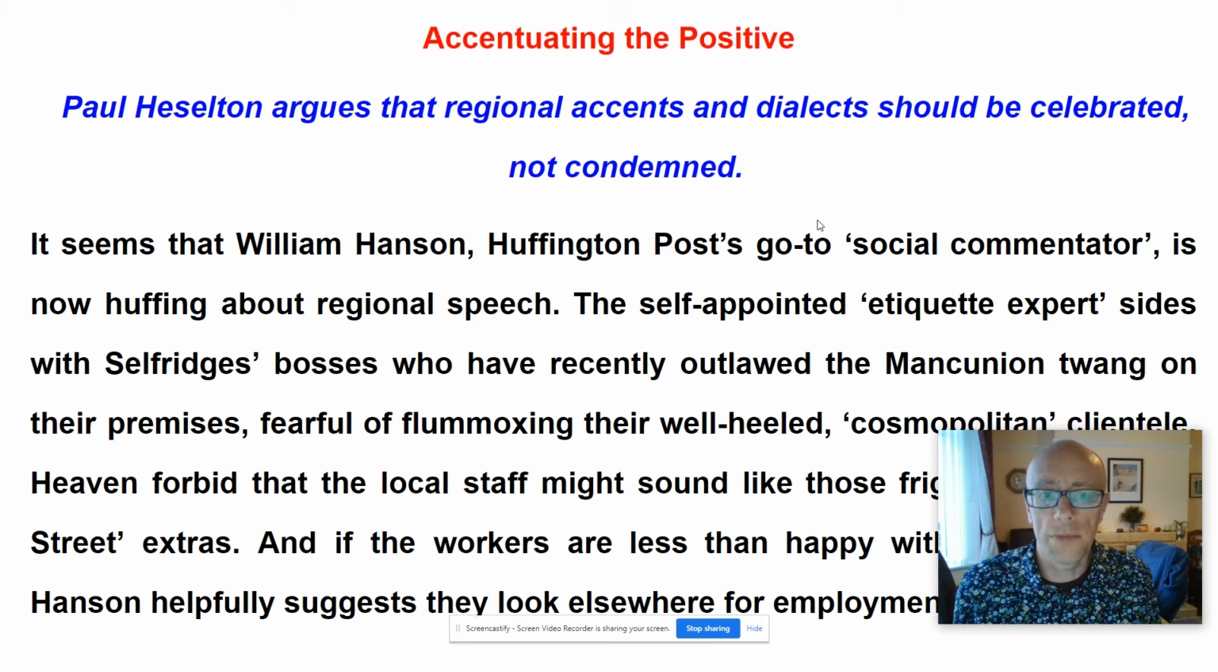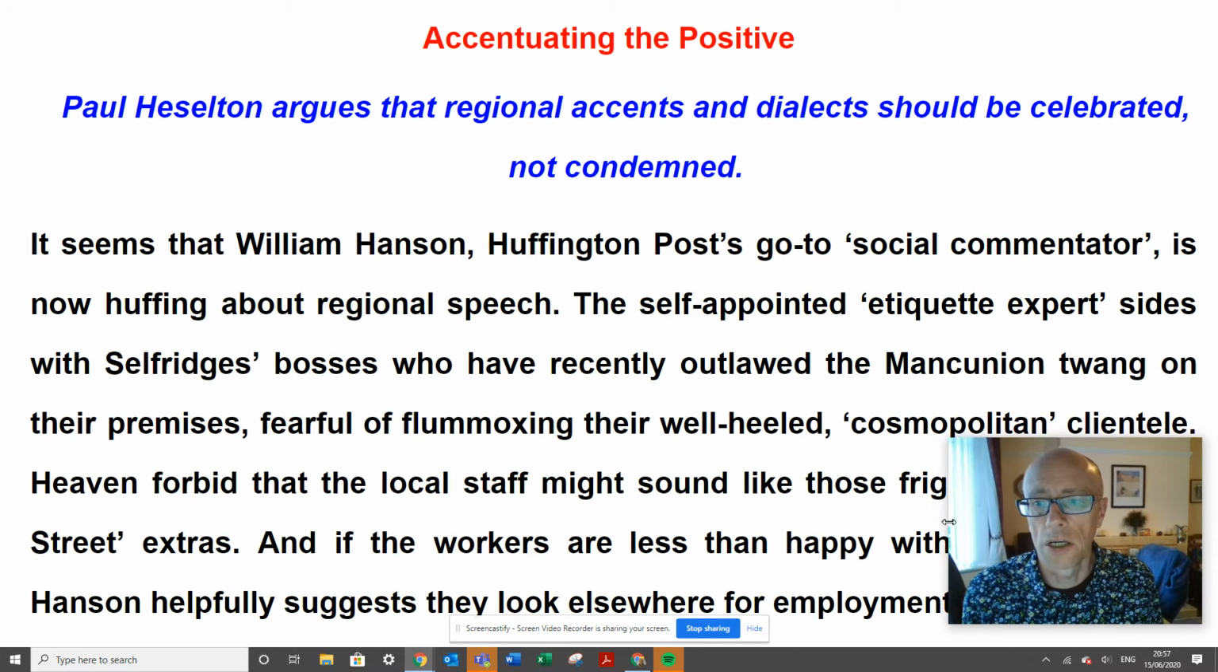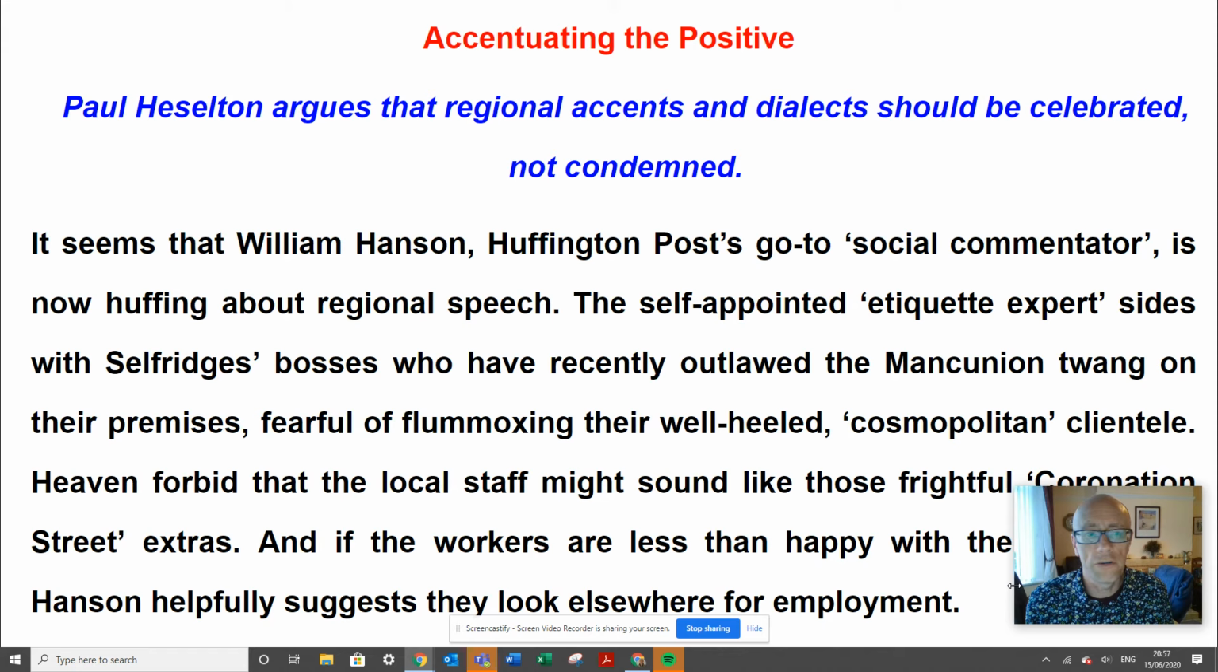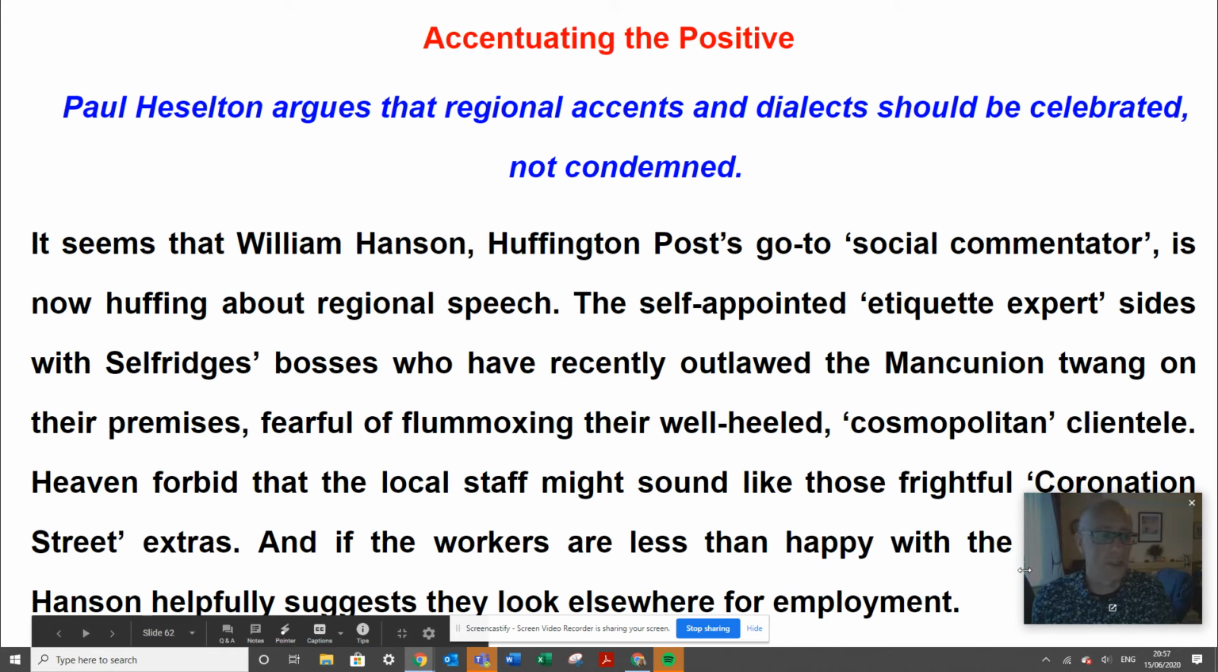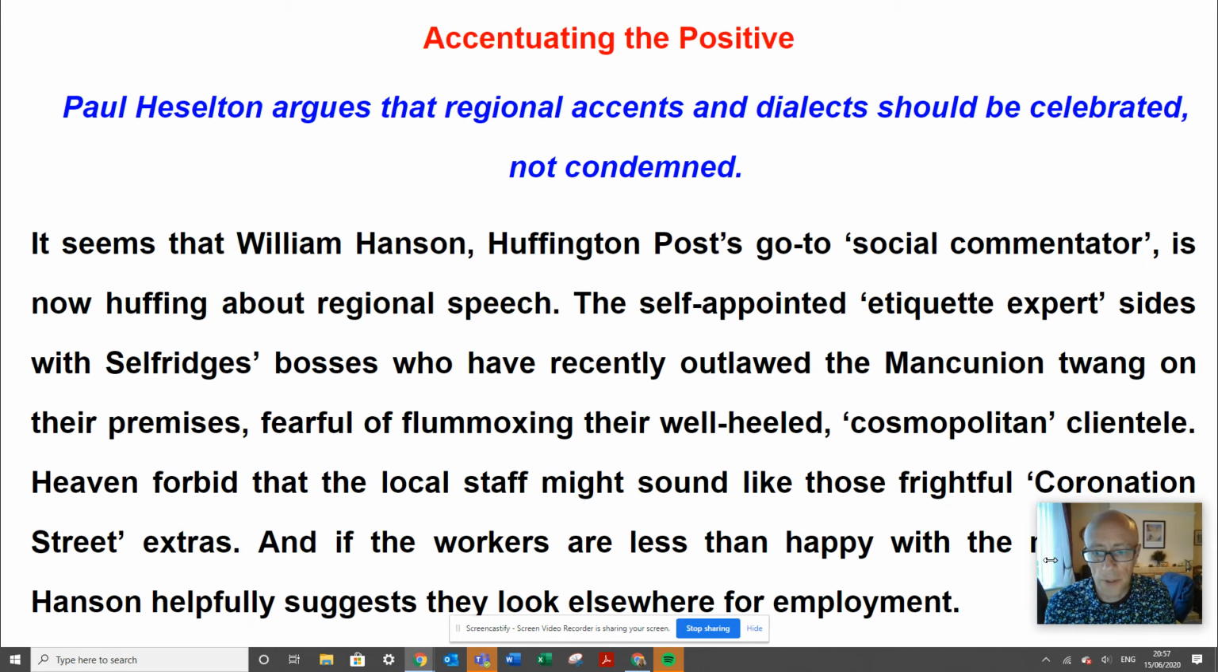It seems that William Hanson, Huffington Post's go-to social commentator, is now huffing about regional speech. The self-appointed etiquette expert sides with Selfridge's bosses, who have recently outlawed the Mancunian twang on their premises, fearful of flummoxing their well-heeled cosmopolitan clientele. Heaven forbid that the local staff might sound like those frightful Coronation Street extras. And if the workers are less than happy, then Hanson helpfully suggests that they look elsewhere for employment.